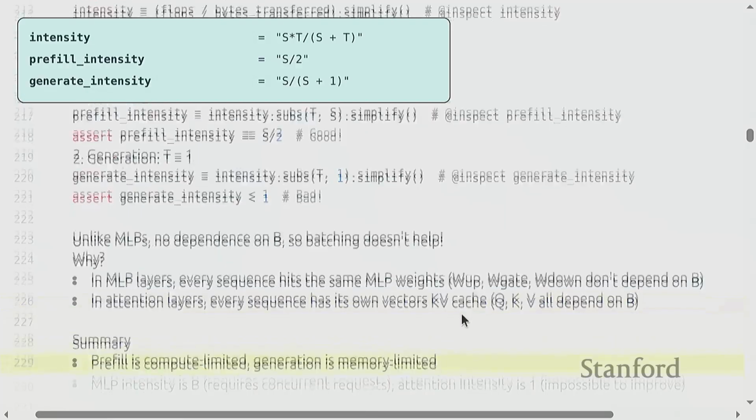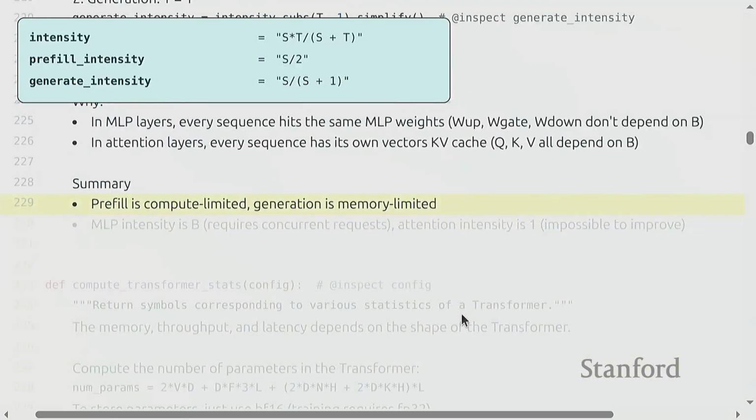Okay, so the summary is that prefill is compute limited, whereas generation is memory limited. The MLP arithmetic intensity is B, which to make good enough, you need a bunch of concurrent requests, but attention intensity is 1, and it's impossible to improve that. Okay, I'll pause a bit for any questions. Okay, so let's move on.